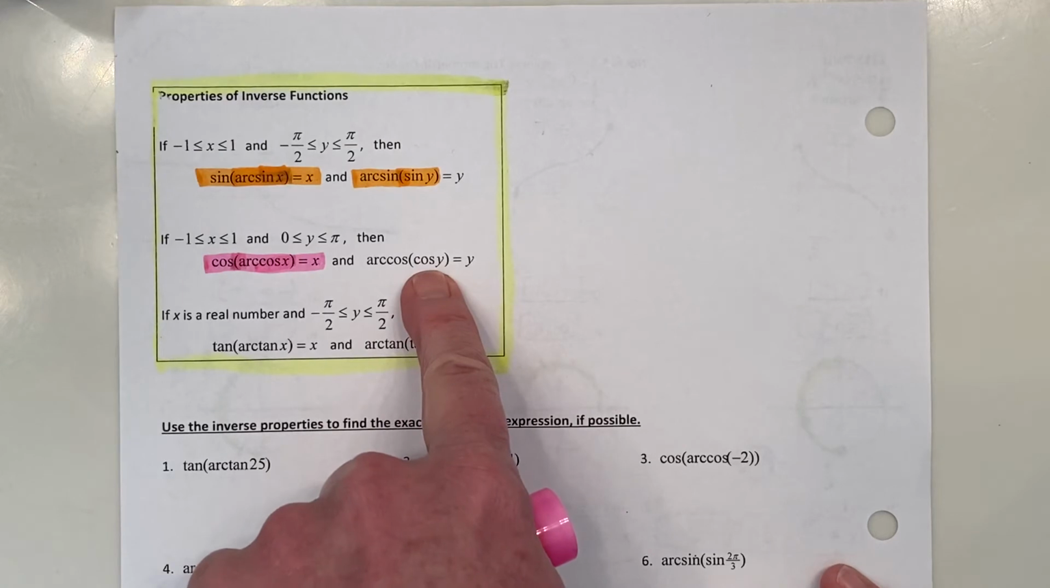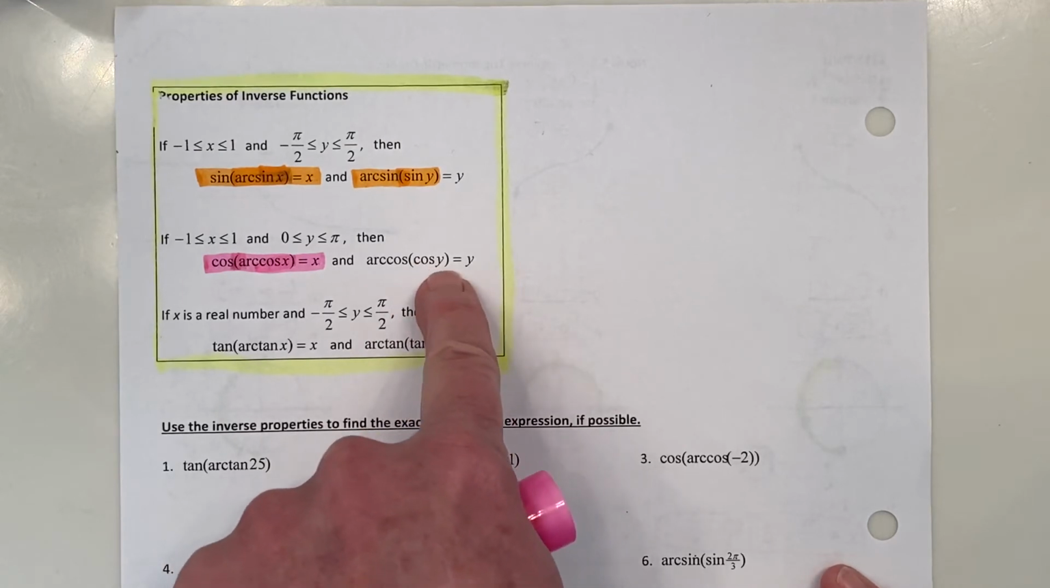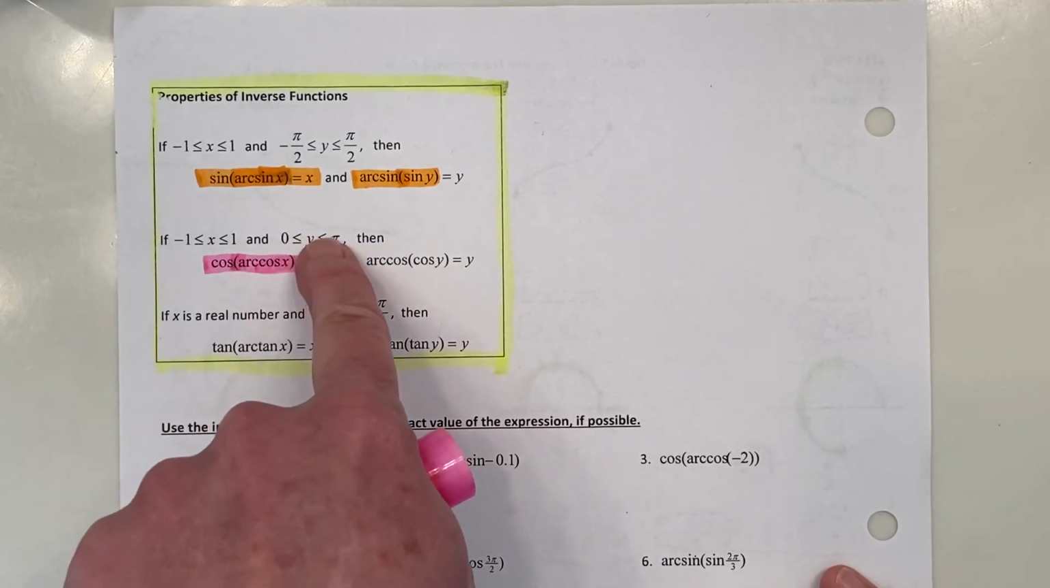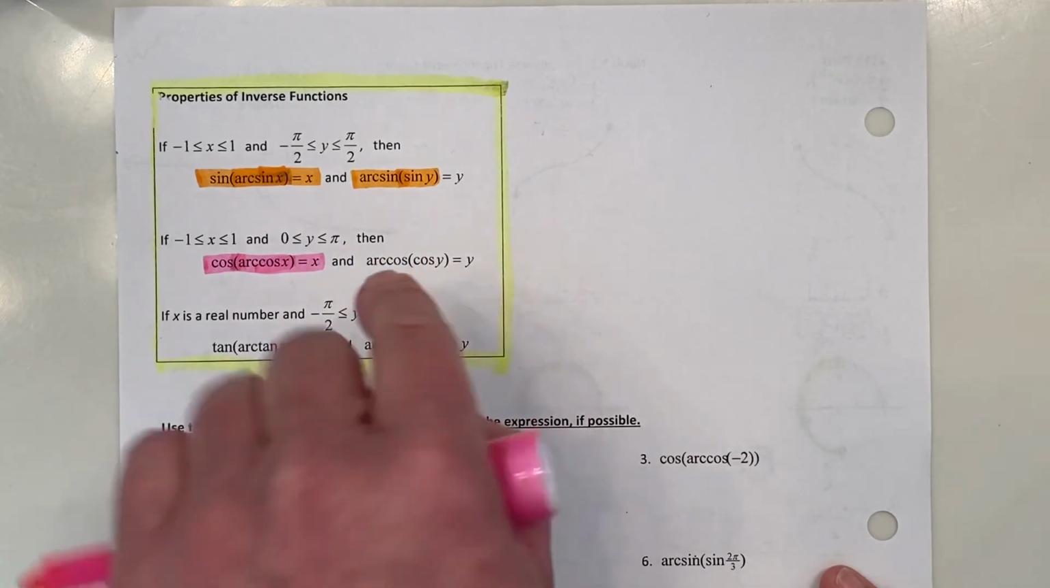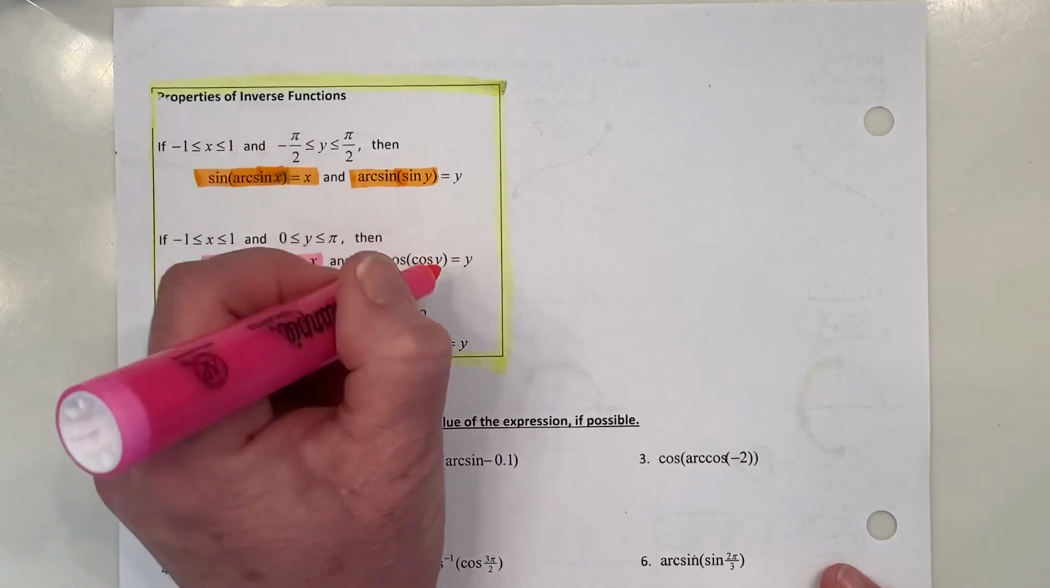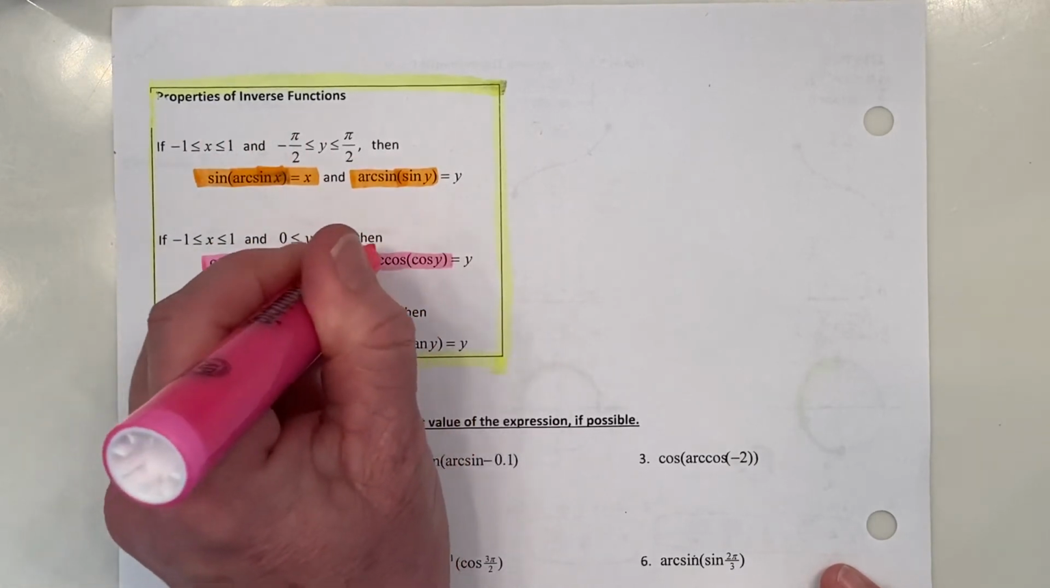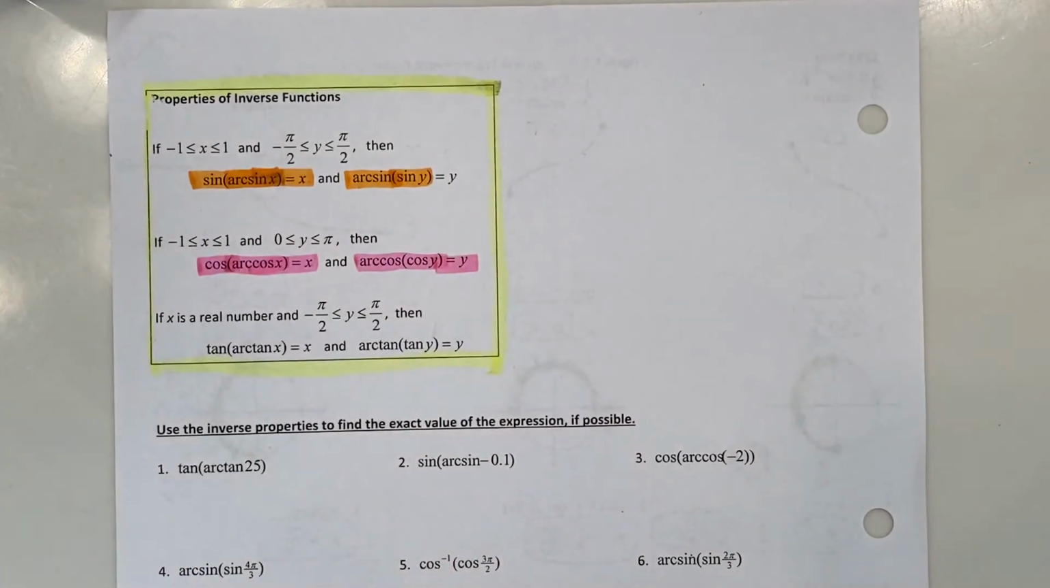All right, for this one right here, what if we're taking the cosine of some angle y that's between 0 and pi, and then after you get that answer, you do the inverse of that, then your answer y is the same as your input value y right here. All right, and last but not least is the tangent property.